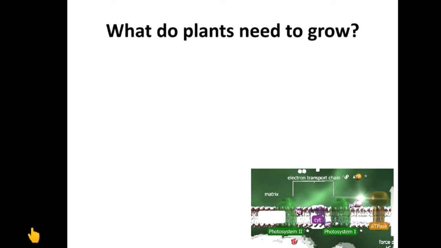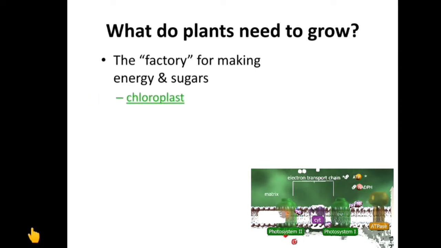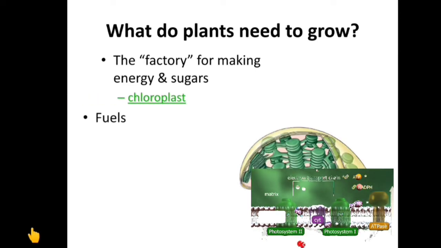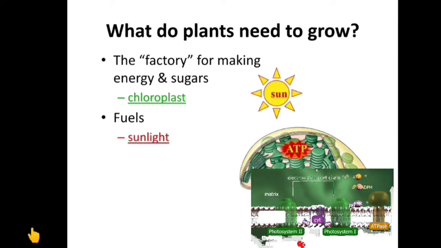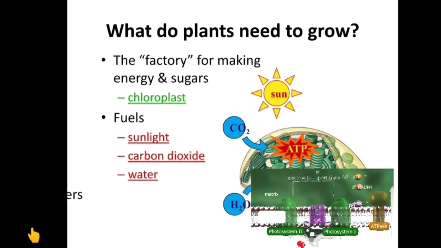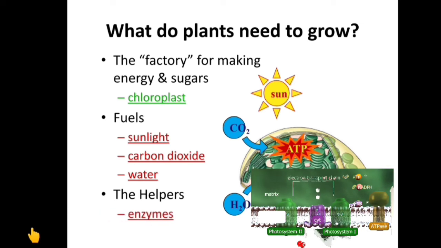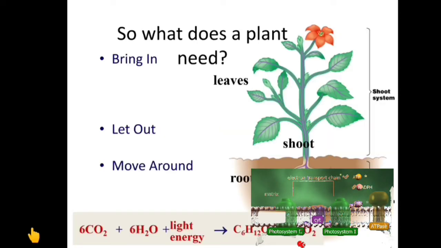What do plants need to grow? The factory for making energy and sugars is the chloroplast. Then the fuels are sunlight, carbon dioxide and water. The helpers are enzymes. So what does the plant need? Light, carbon dioxide and water.